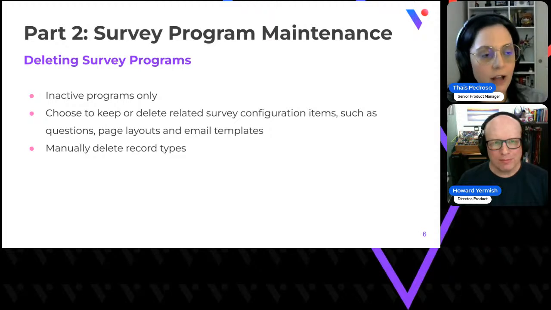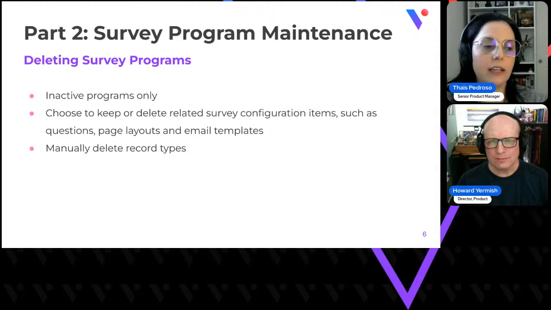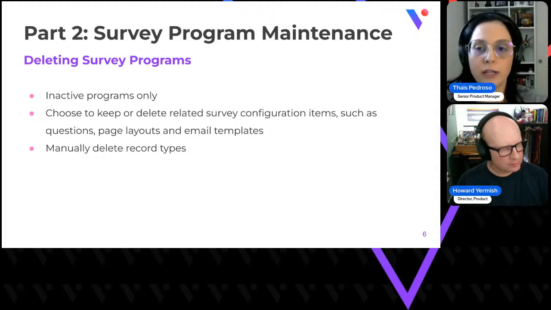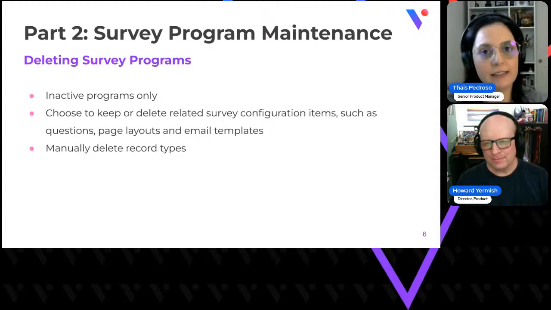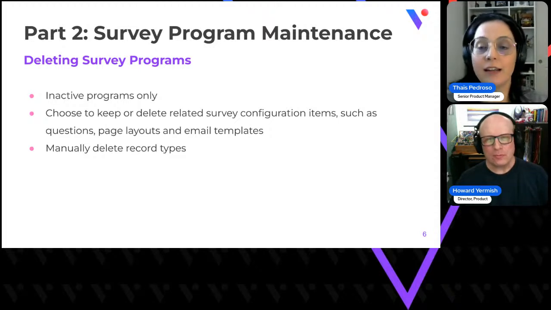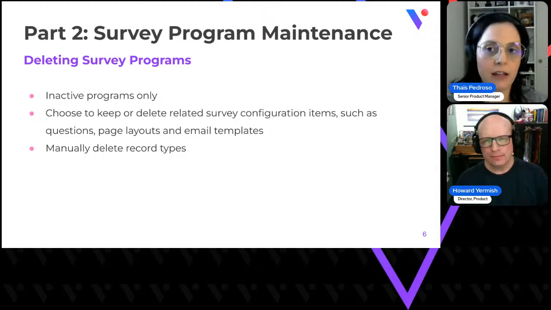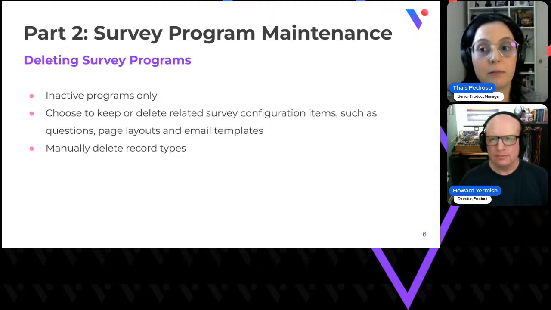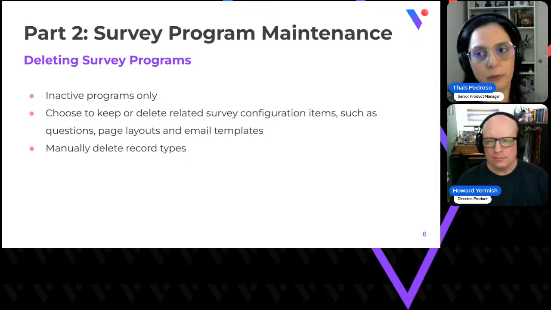Then once you start that process, you're going to choose what items from that program you want to keep or that you want to delete. Those can be things such as the questions, the page layouts, and the email templates that were created. But then we still have one last manual step, just because, you know, how Salesforce is. Yeah. And when you are deleting a record type, you have to deactivate it and then choose a new default record type. So that would be the last manual step for full deletion of the program.